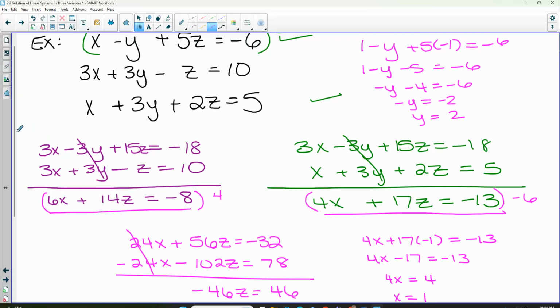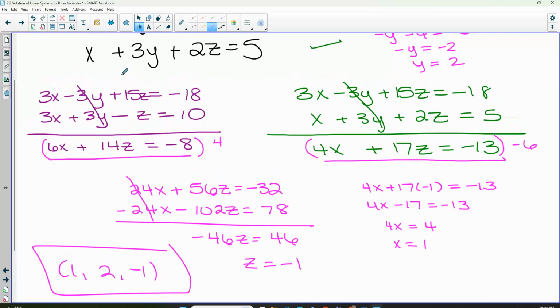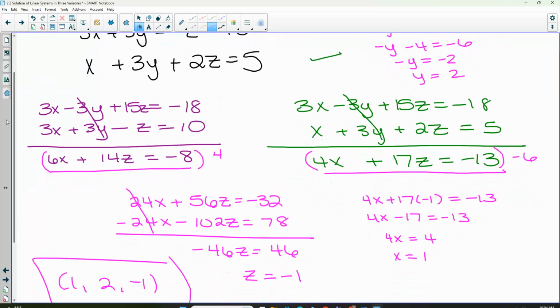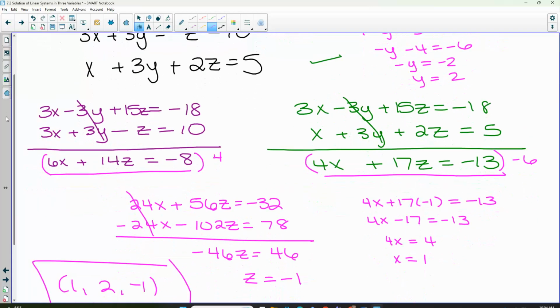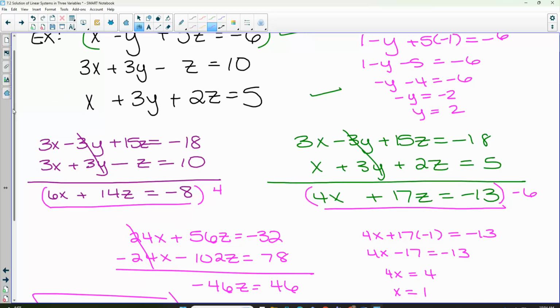So your answer, x, y, z. So x is 1, y is 2, z is -1. And if you want to check, you have to put it back in. All these we can see 1 plus 6 minus 2 gives us 5. 3 plus 6 plus 1 is 10. 1 minus 2 minus 5 is -6. So you can always check them. Has to work for all 3.